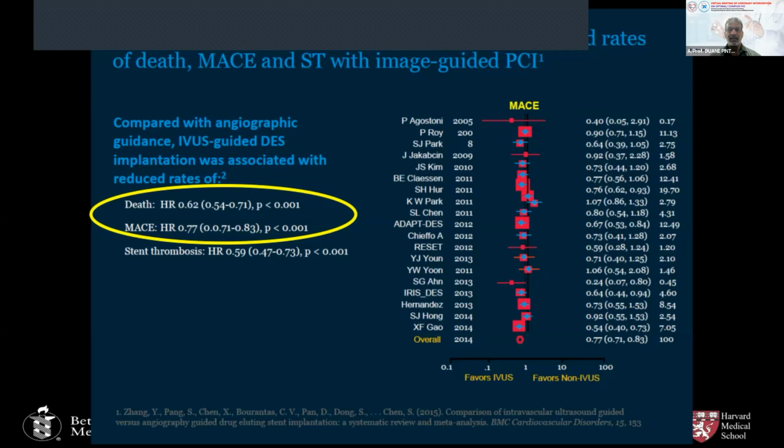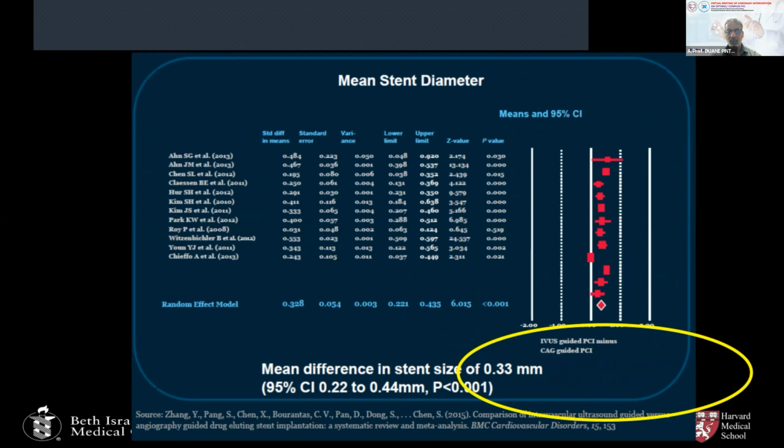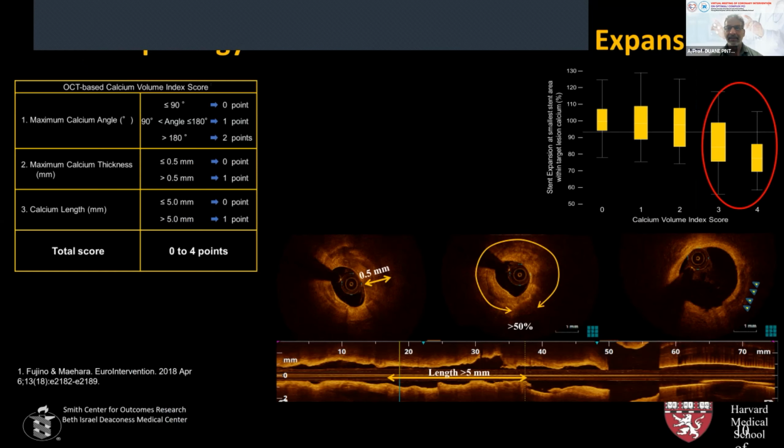And in a large meta-analysis looking at a large number of patients, IVUS-guided implantation, presumably with larger lumen areas, results in improved clinical outcomes, including death. And there's a mean difference of about 0.33 millimeters when you look at IVUS-guided PCI. So it's not surprising that we see improved clinical outcomes in randomized trials of IVUS at this point.